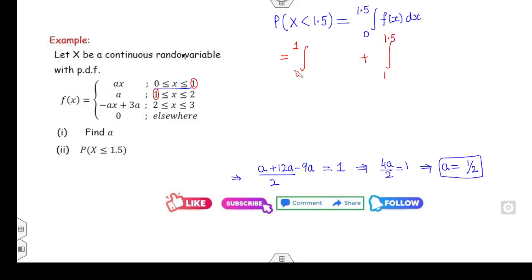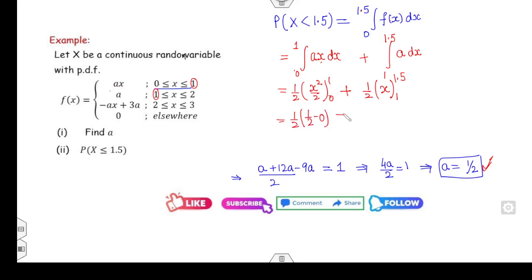What is the value of f(x) from 0 to 1? It's ax, and the value of the constant is a. So I can substitute the value of a as half. So half is my constant. Integration of x is x square over 2 from 0 to 1. Half is a constant, x from 1 to 1.5. Now you can substitute the upper limits: half minus 0 plus half times 1.5 minus 1.